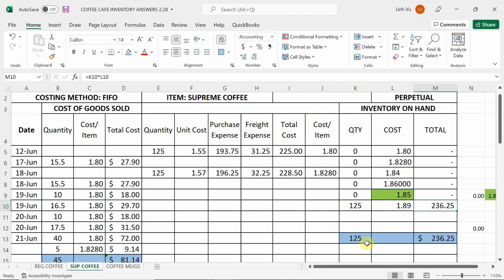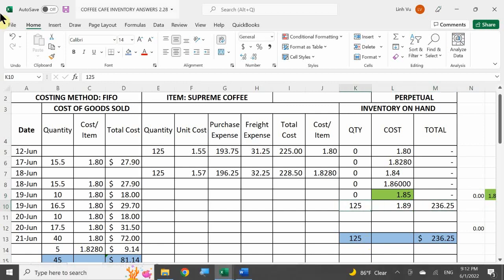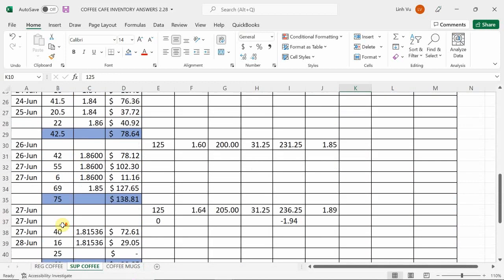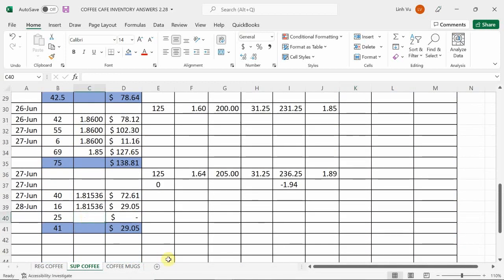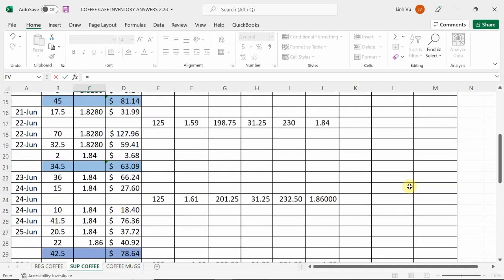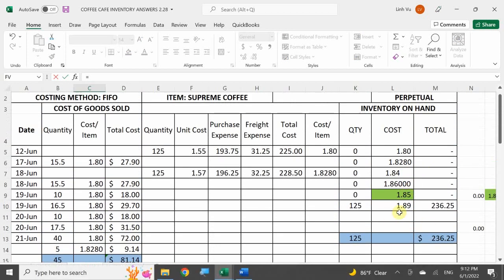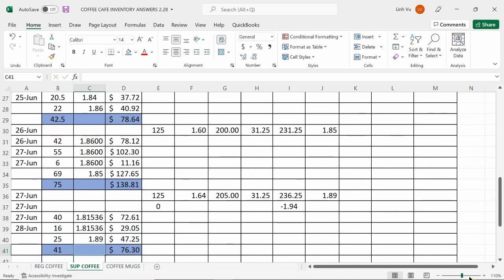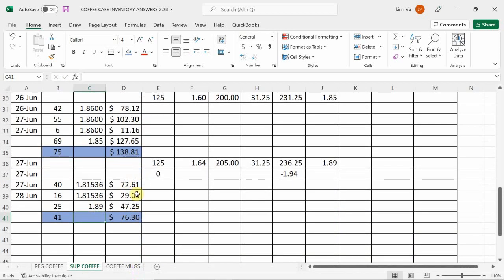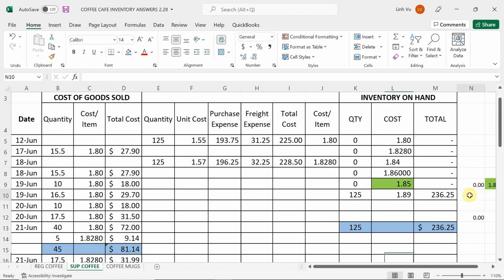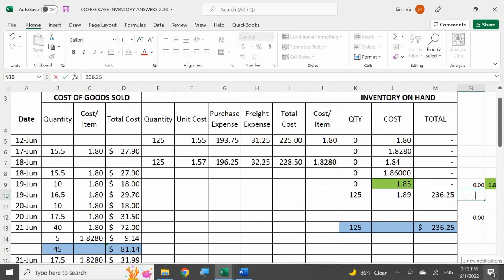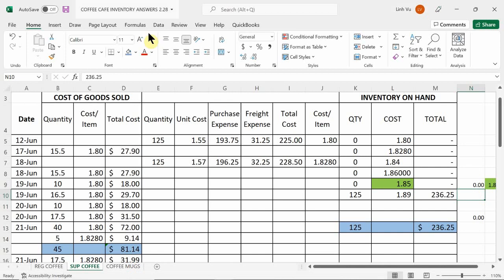Okay. So that means I only have 125 pounds left, and I need to get rid of 25 pounds. So in this case, 25 pounds. That means since I only have one batch of inventory left, it's going to cost me $1.89, which I pulled down my formula, so it automatically calculated for me that was going to cost me $47.25. Okay, so I can go ahead and get rid of this inventory. Okay, so 236.25 is this one.